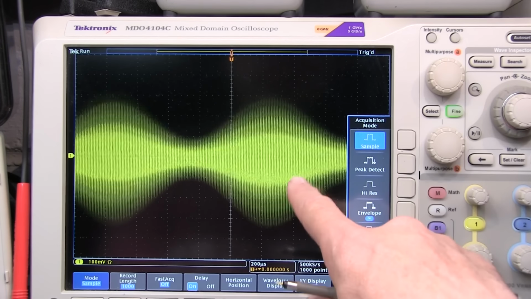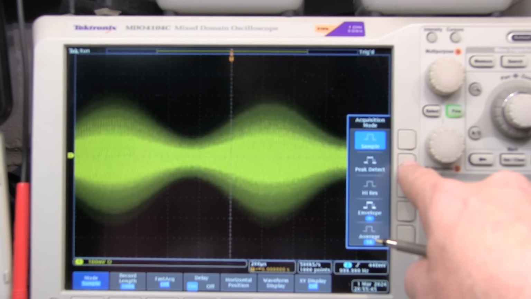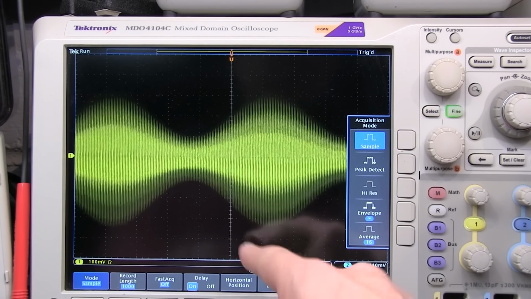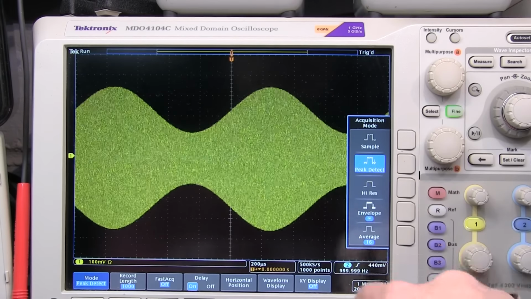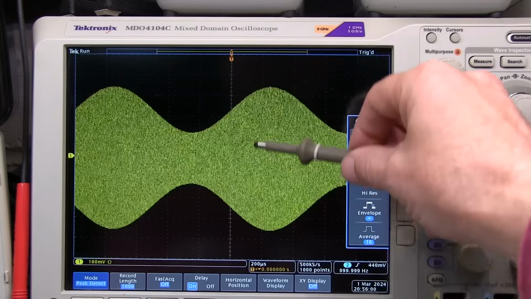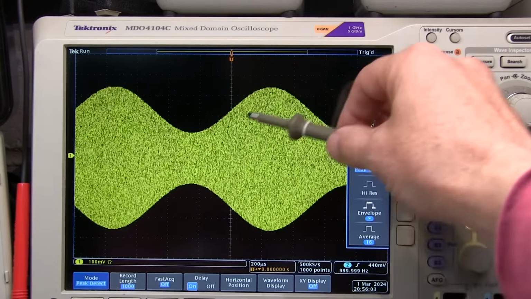But rather than decimate those points, scopes will often offer you a peak detect function. What that does is look at all the points that contribute to one sample point on the waveform and record the highest and lowest values. That gives you this kind of peak-to-peak view. You're not going to get the nice shaded area in here, but you will get a good, clean envelope. So that's one technique you can use.